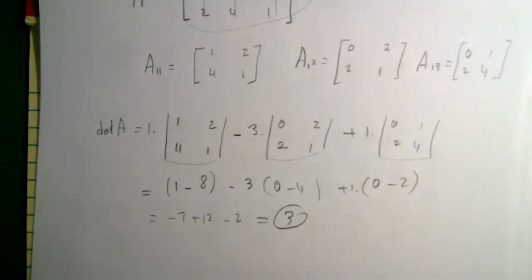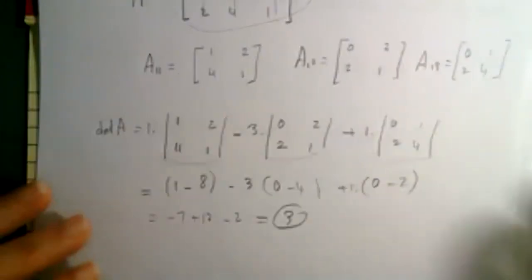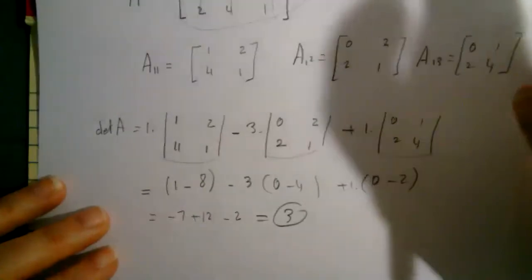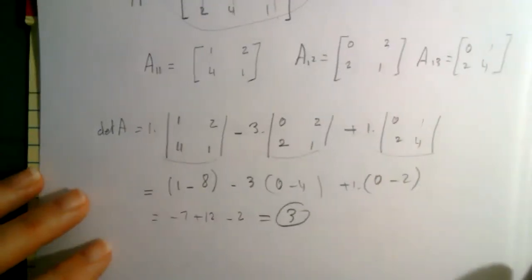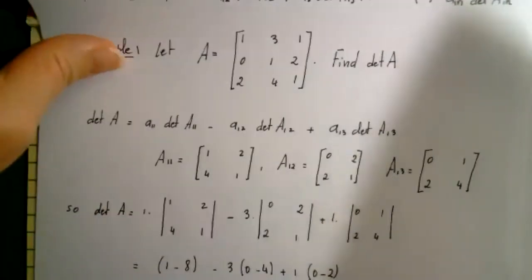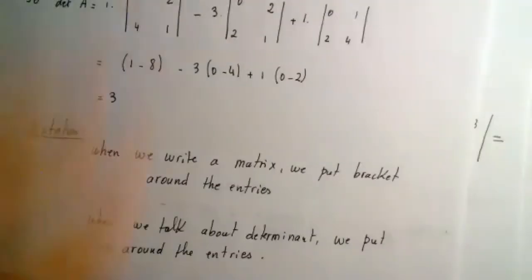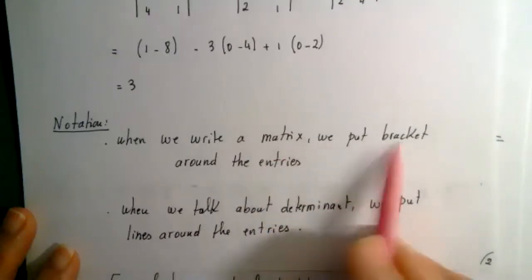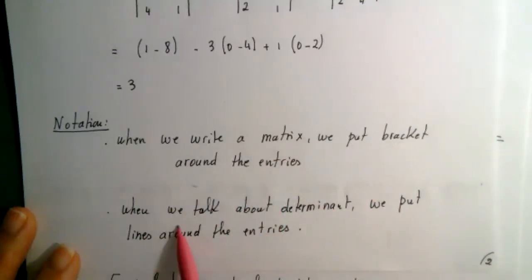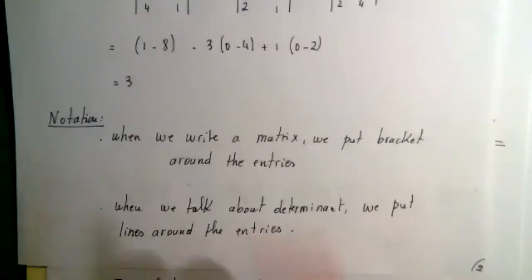Now, if we have a 4 by 4 matrix, nothing changed. The definition is the definition, and it's just tedious, but it's the definition. So let us do it a little bit for a 4 by 4 matrix. Here I'm putting a comment in my notes. When we write a matrix, we put brackets around the entries. When we talk about determinant, we put vertical lines around the entries. So we have to be very careful in the way we write them.